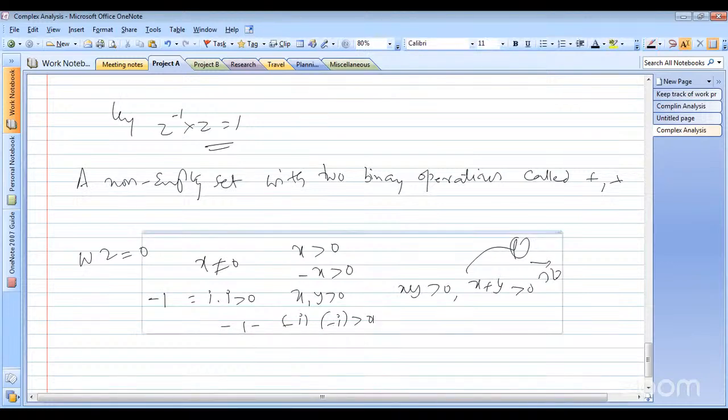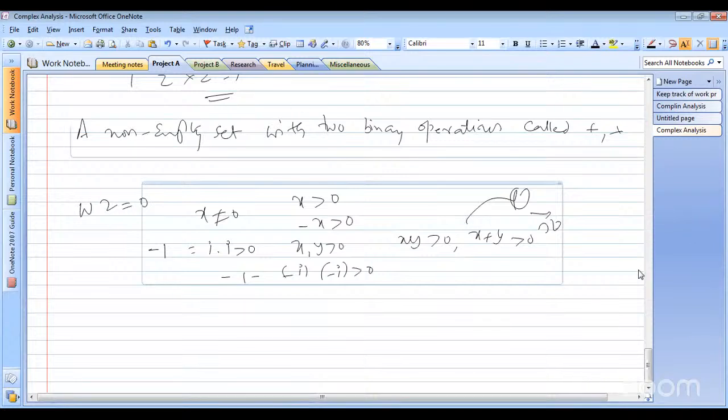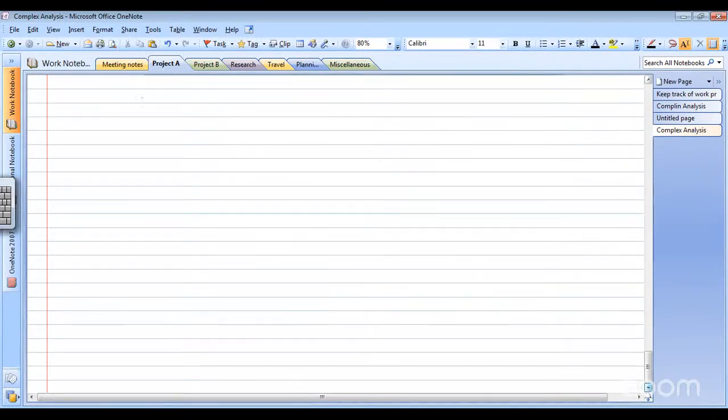So this is one of the properties. Then we have to discuss the complex plane.